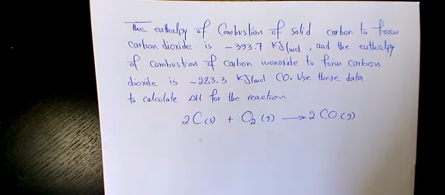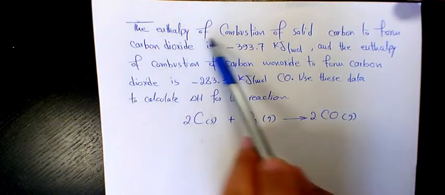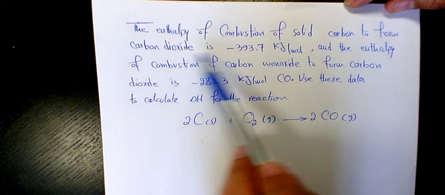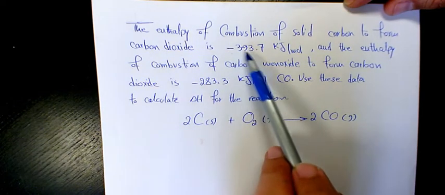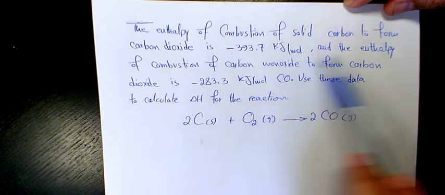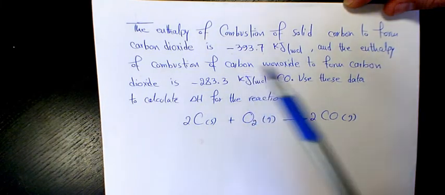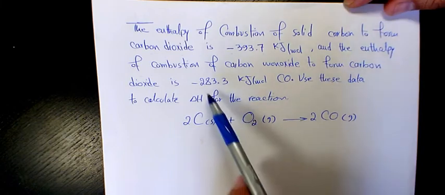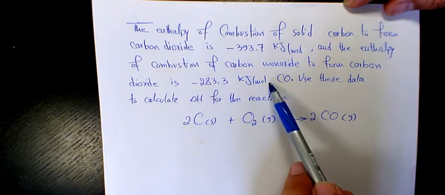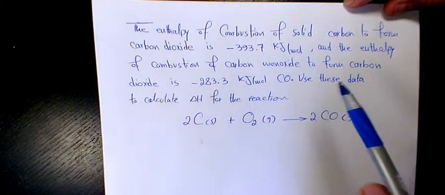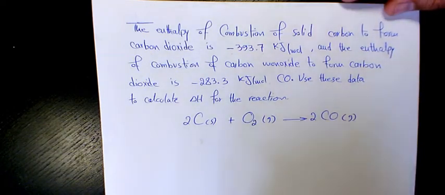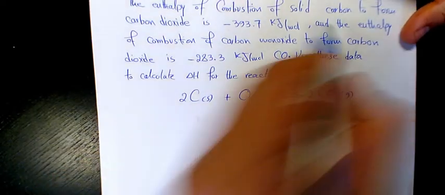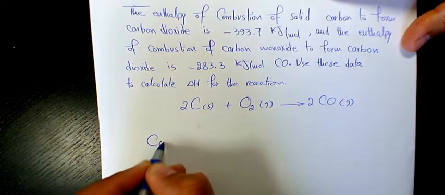So this is the second example. It says the enthalpy of combustion of solid carbon to form carbon dioxide is negative 393.7 kilojoule per mole, and the enthalpy of combustion of carbon monoxide to form carbon dioxide is negative 283.3 kilojoule per mole CO. Use this data to calculate the delta H for the reaction of 2C plus O2 is going to give us 2CO.